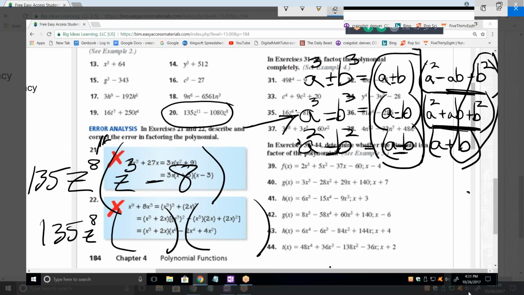Hold on a second. Let me get rid of some of my other writing here. That's confused it a little bit. All right. Now we're good. So what's A and B? A is z, B is 8. Nope. B is the cube root of 8. Oh, right. So what is B?